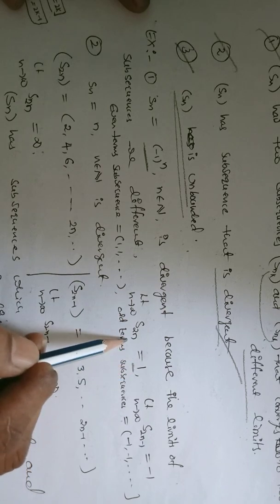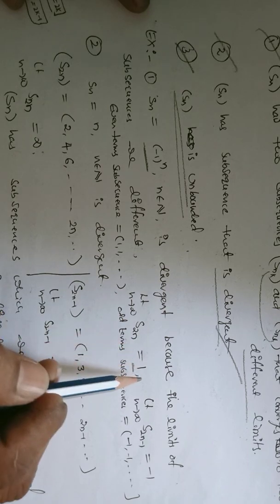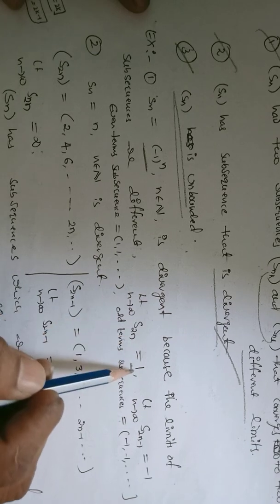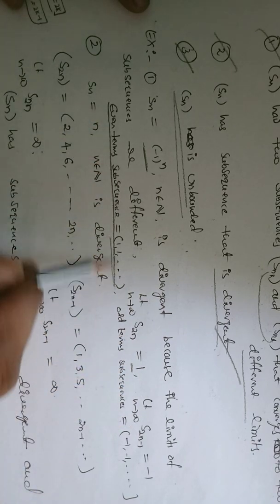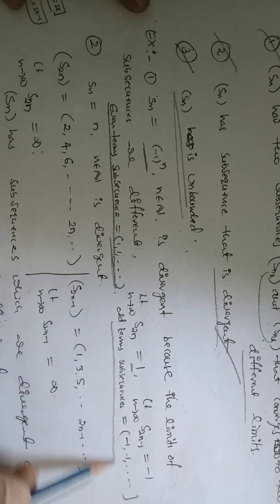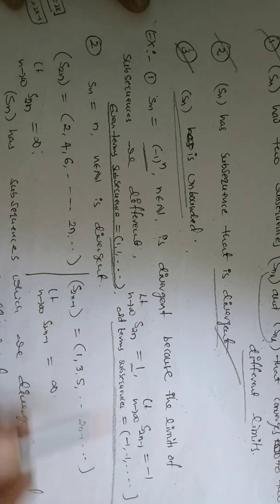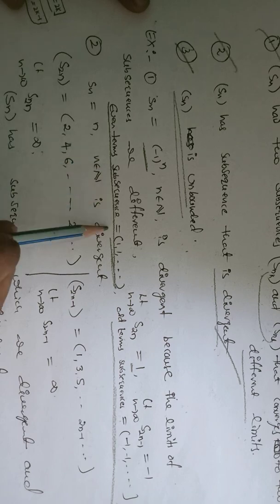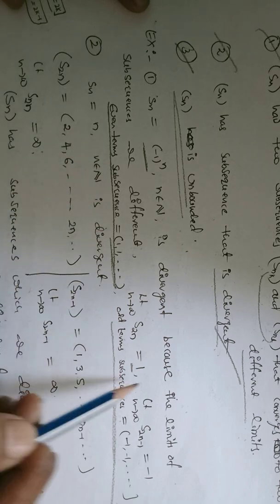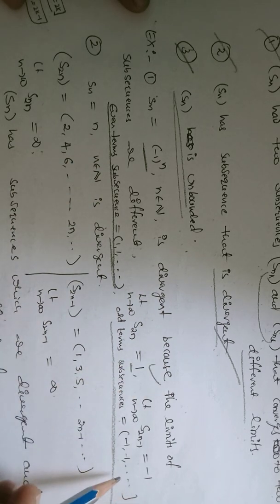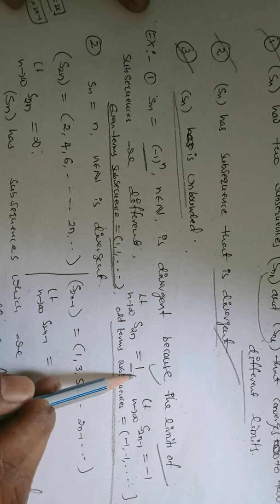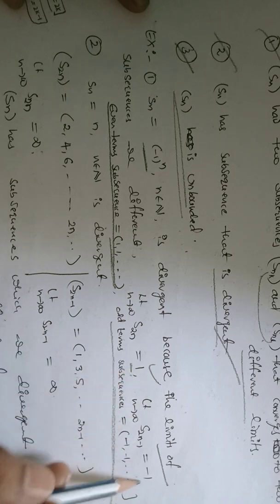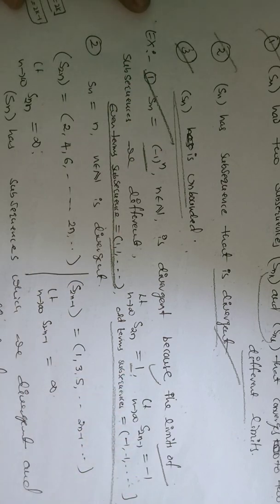Even terms S2, S4, S6, so 1, 1, 1, 1 is a subsequence like this. One of the subsequences is the even terms of the sequence. Another one is the odd terms of the sequence, -1, -1, -1. So the limit of the even terms subsequence is +1, and the limit of the odd terms subsequence is -1. These two are subsequences whose limits are different. This is converging to 1, this is converging to -1. Limits are different, therefore this sequence is a divergent sequence.